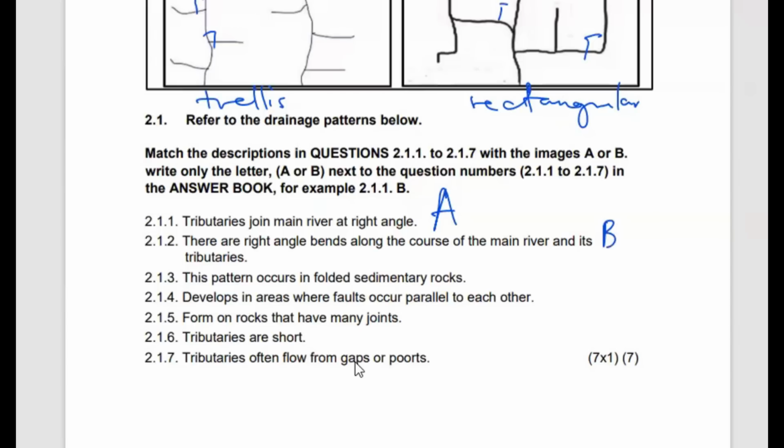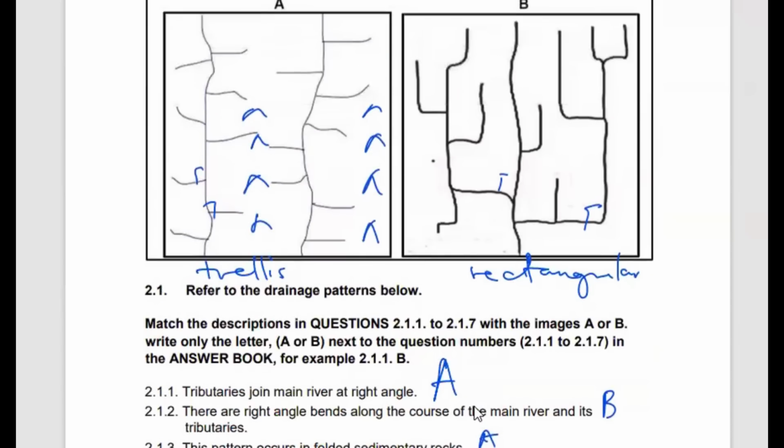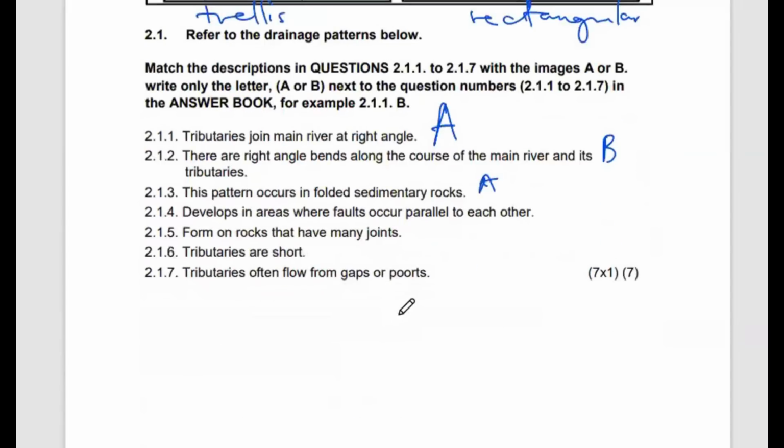This pattern occurs in folded sedimentary rocks. Typical of A, we find it in folded areas, like we are having a fold here and a fold there. The reason why the tributaries are short is because they are limited by the folds. If this is a fold, the tributaries cannot stretch across the fold. They are limited by the fold, and the main river develops in the valley between the two folds. So it's typical of A.